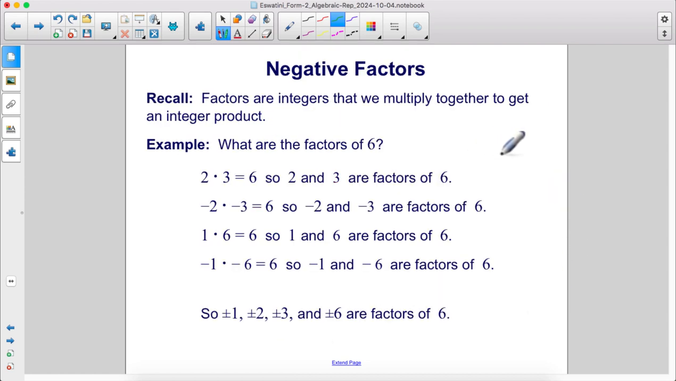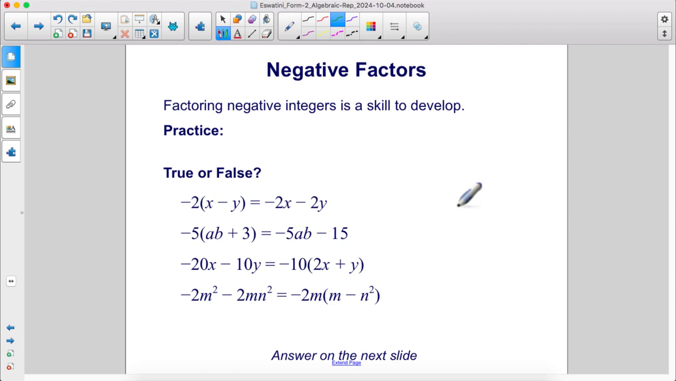Recall that factors are integers that we multiply together to get an integer product. So remember, what are the factors of 6? Any numbers that are multiplied together and you get 6 at the end are factors of 6. So 2 times 3, -2 times -3, 1 times 6, and -1 times -6. Therefore, plus and minus 1, 2, 3, and 6 are the factors of 6. Factoring negative integers is a skill to develop.